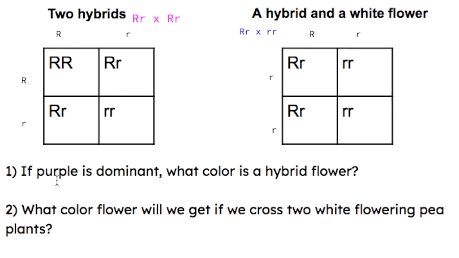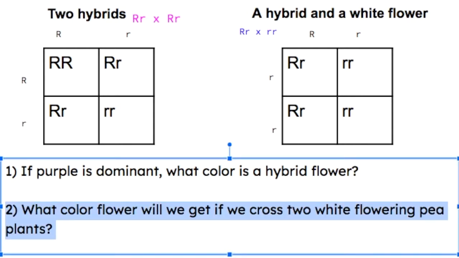And if purple is dominant in terms of flower color, what color is a hybrid flower going to look like? So what color are these flowers going to be? Answer that one on your own. And what color flower will we get if we cross two white flowering pea plants? So you could probably do number 2 without doing your equation if you think it through.